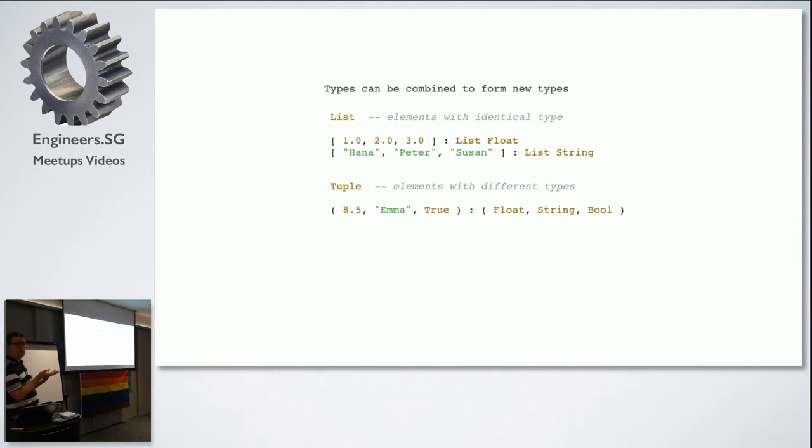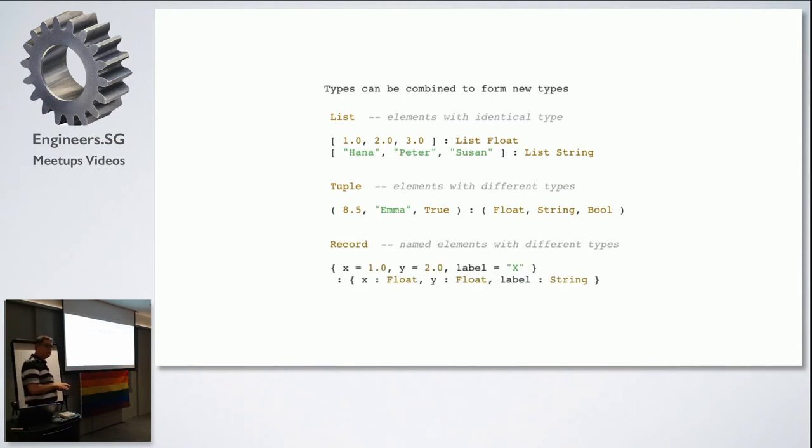Tuple is a way of collecting types that are different in shape. So a little bit like a list, but with a different shape. And then you have a record. Now a record is also a way of collecting types of different shape, but you can name them.